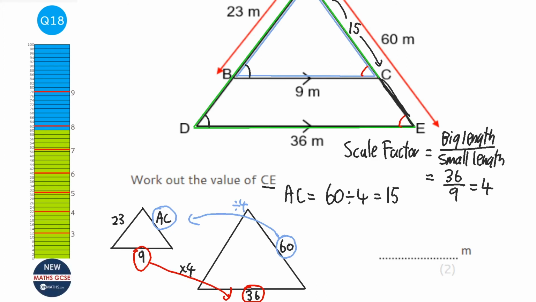But the total is 60, and we're looking for what's left over. So we're going to do CE equals the total 60, take away the bit we know that we don't want, and that's going to be 45. So the answer is 45.